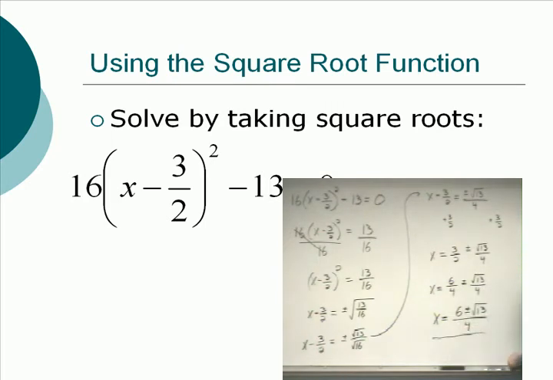And there's our solution. Now we could compute what the square root of 13 was and take that one step further and find the decimal equivalencies, but those are our two exact solutions right there.